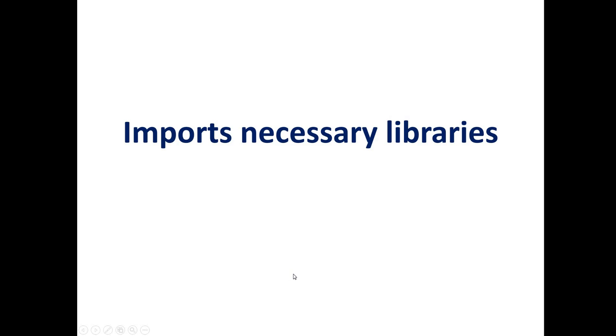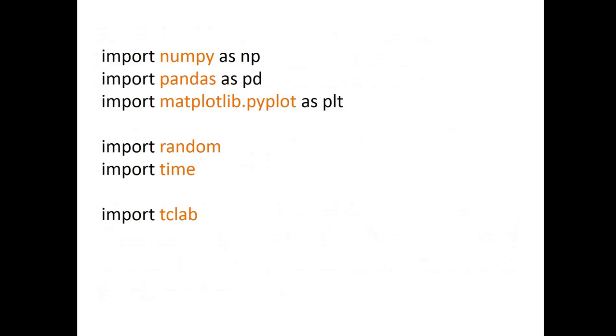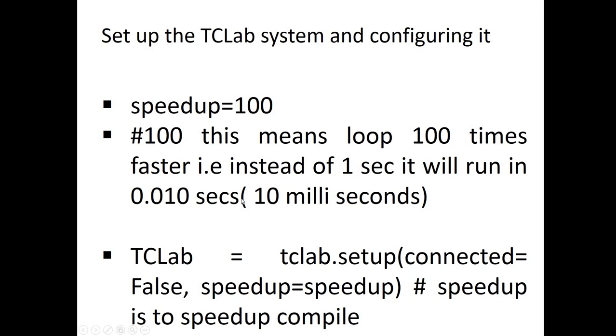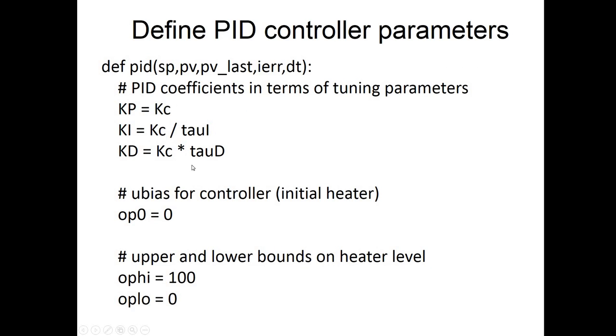The complete program is going to be like this, and these are libraries of Python which you have already seen: NumPy, Pandas, and the plotting library matplotlib, etc. TCLab is the newer one which can be freely downloaded for interacting with hardware, allowing you to control heaters, read temperatures, and synchronize actions, etc. These are standard libraries, NumPy, etc., and TCLab is extra. The first thing, as I explained earlier, is speed of CPU is equal to 100. You are calling a TCLab function. So this we have already explained. Then the PID function, which I already explained to you. You can stop the video and see one more time.